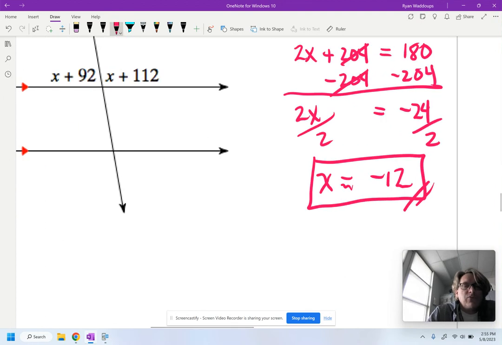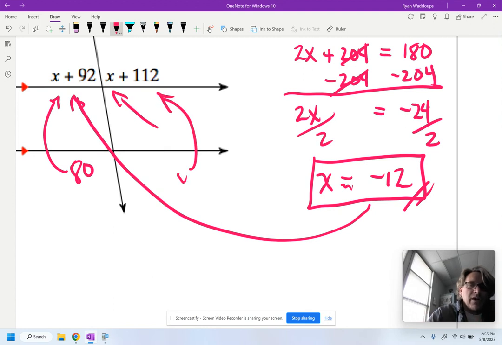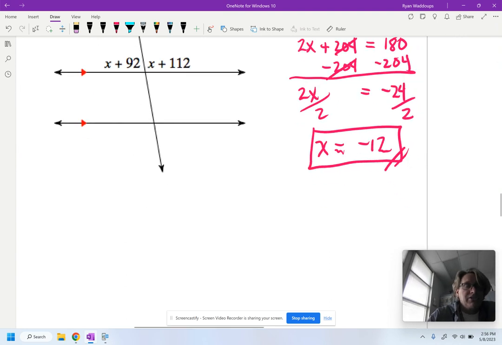And that would be the value of x that makes this true. If I put negative 12 here, negative 12 plus 92 would be 80. And negative 12 in here for x makes this one 100. And obviously 100 plus 80 is 180. So that's a quick check, but that's a good idea to check to see if it works.